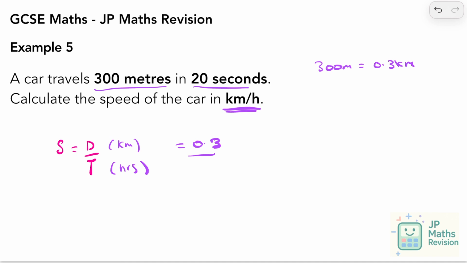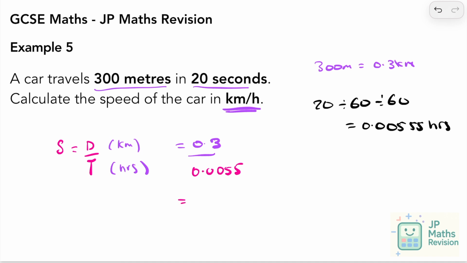To go from seconds to hours, we need to first get it into minutes. To go from seconds to minutes, we divide by 60. And then to go from minutes to hours, we divide by 60 again. So 20 seconds is going to be 0.00555 hours. So to work out the speed, we're going to do 0.3 divided by 0.0055, and that is going to be 54. So the answer to this is 54 kilometers per hour.